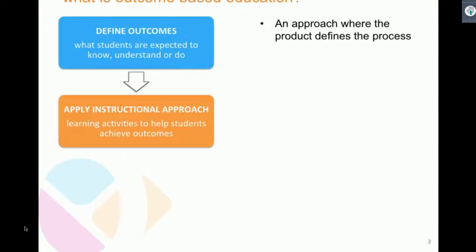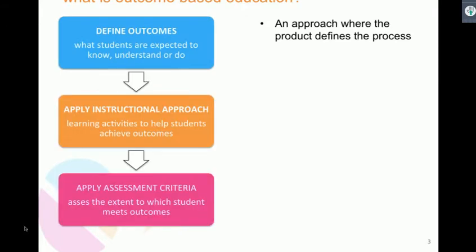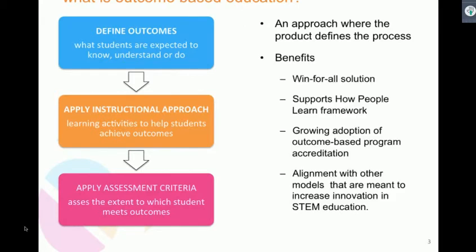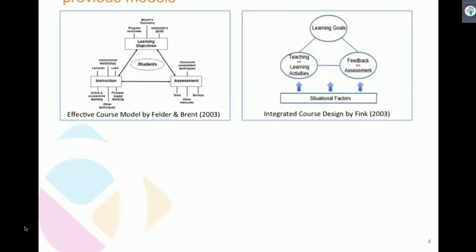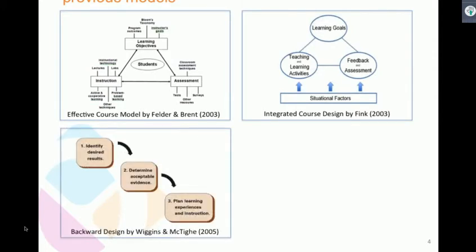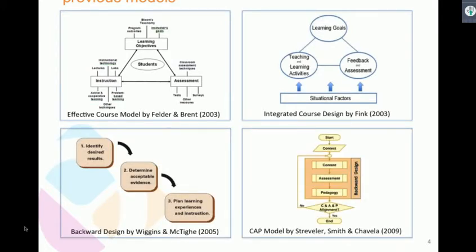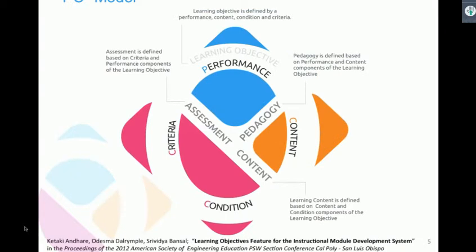Then we spoke about what outcomes-based education is. It's basically defining outcomes, then applying the instructional approach, and then applying an assessment criteria to it. Then I spoke about the previous models that exist: the Felder and Brent, the backward design, and the CAP model. And then finally I came to the PC Cube model. Are all of you able to see the PC Cube model slide now?